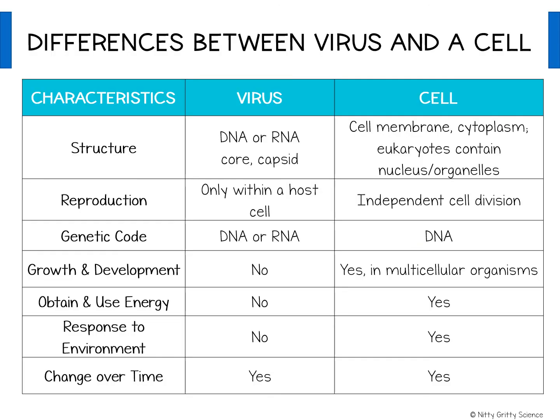Here's a breakdown of the differences between cells and virus characteristics, including their structure, their reproduction, their genetic code, how they're able to grow and develop and use energy. These are the characteristics that scientists use to determine if something is alive or not. And because viruses do not grow and they cannot obtain their own energy and they have no response to the environment, viruses are considered not living.